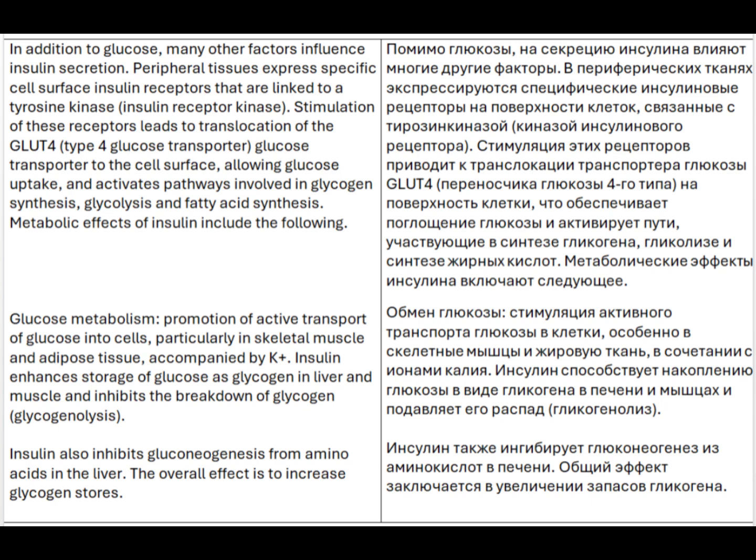Insulin enhances storage of glucose as glycogen in liver and muscle and inhibits the breakdown of glycogen, glycogenolysis. Insulin also inhibits gluconeogenesis from amino acids in the liver. The overall effect is to increase glycogen stores.